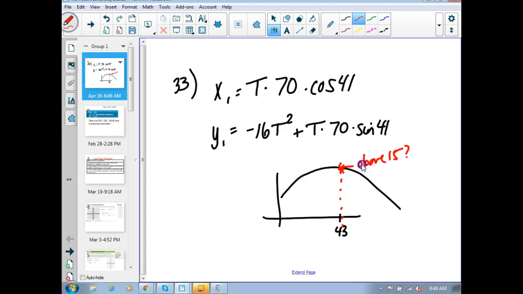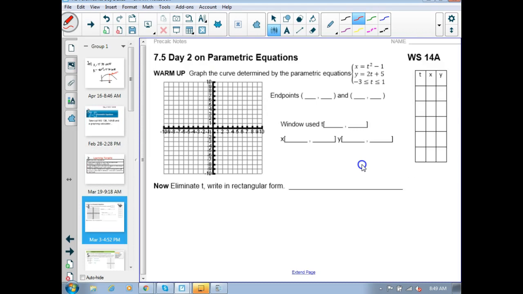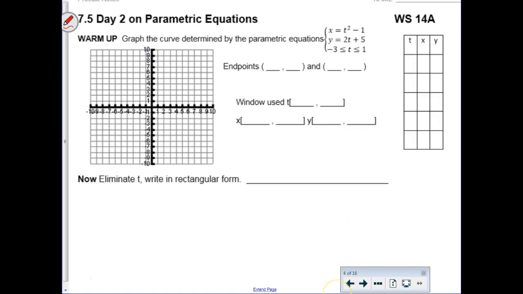Anything else on the homework mess with you? Oh, well, excused. All right, so the second day of parametrics. It's going to start off with a review question of what we did yesterday, which I am totally willing to do. Was anybody gone yesterday? All right. Well, let's take a look at this one.